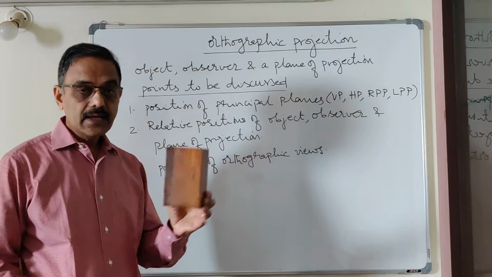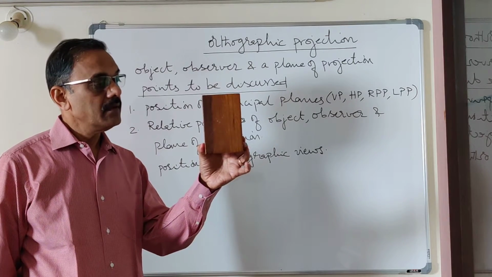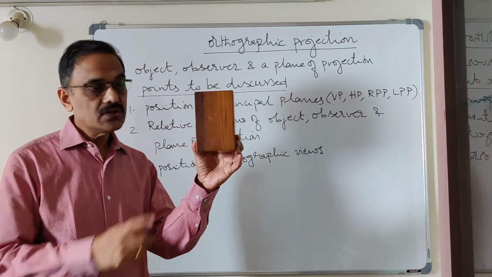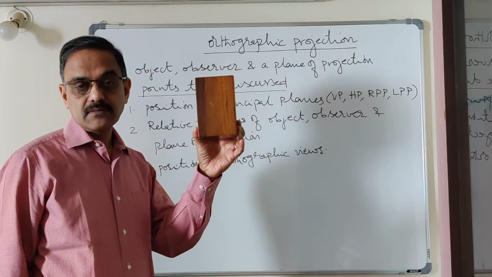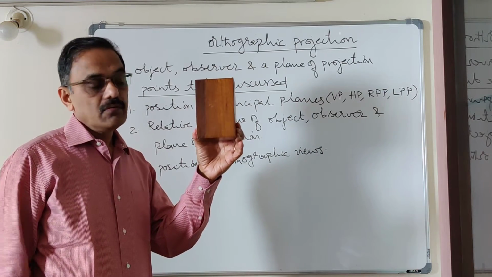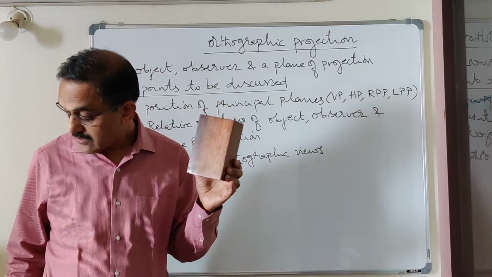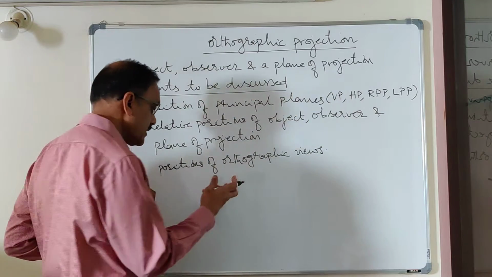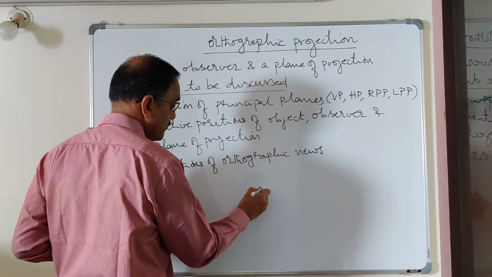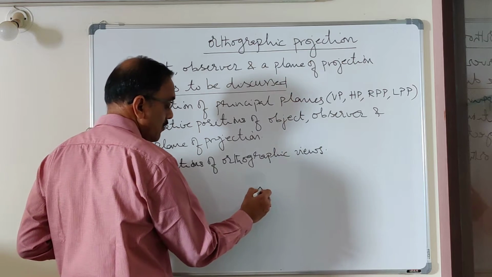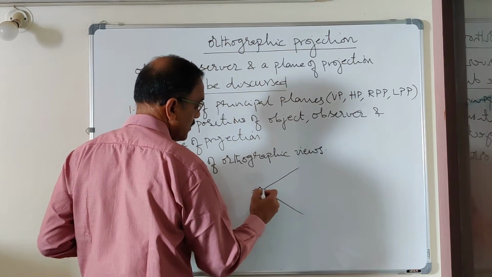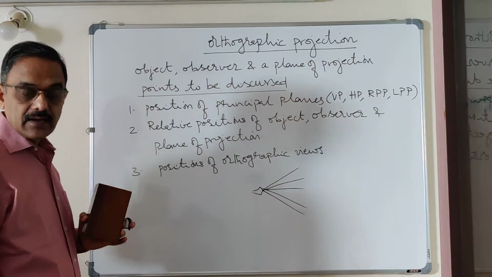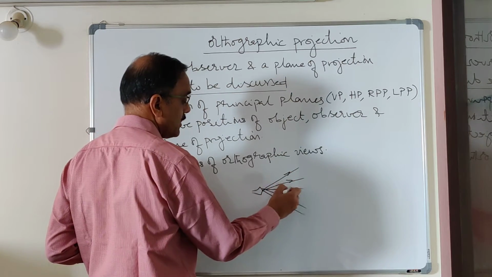Now let us say I am going to keep this in space like this. Now imagine the observer is in front of the object. When the observer is viewing this from a finite distance from the object, let us say this is the eye of the observer, the rays will diverge like this from the eye of the observer. They diverge like that. This is how they travel from the eye of the observer.